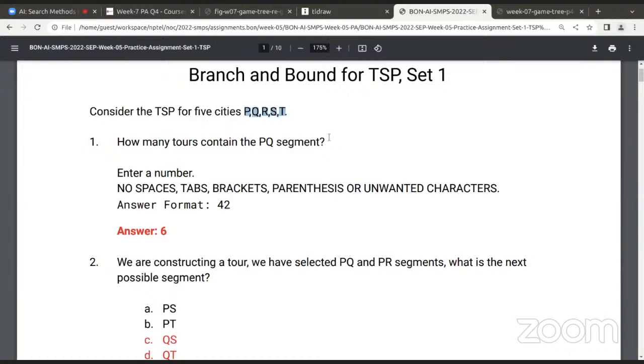No, we are already given the PQ segment, then we need to draw. But wait a minute. I'm trying to make you understand how to approach this paper, how to approach this course. So the number of tours would be like A to PQR, B, right?